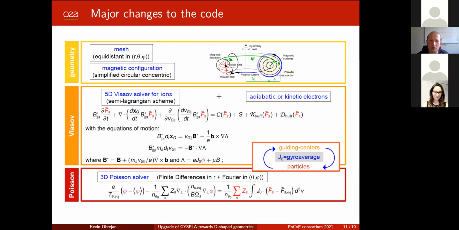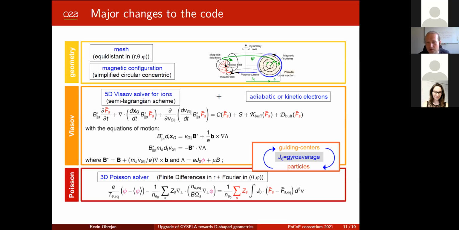So coming now to the changes that are being undertaken with this geometry. Geometry is something that is normally computed at the very beginning of the simulation, since, as I briefly mentioned earlier, the magnetic configuration doesn't evolve over time. So it is going to be what defines our mesh. And so far it was a simplified concentric circular configuration.